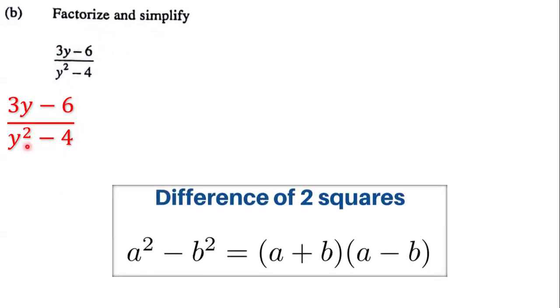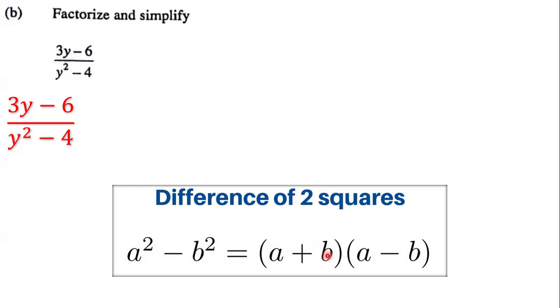In order to factorize the denominator, we're going to use the difference of two squares formula. The difference of two squares formula states that a squared minus b squared is equal to a plus b multiplied by a minus b. Now, indeed, we have a squared here. And so we have to take the square root of a squared, and that gives us a. And for b squared, we take the square root of b squared as well, and that gives us b.